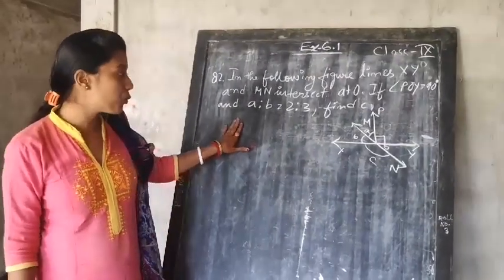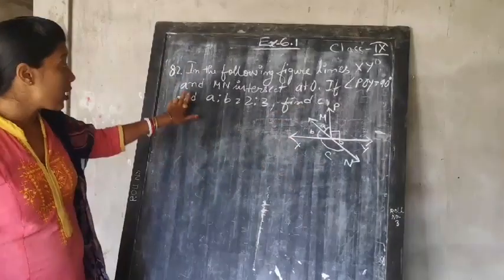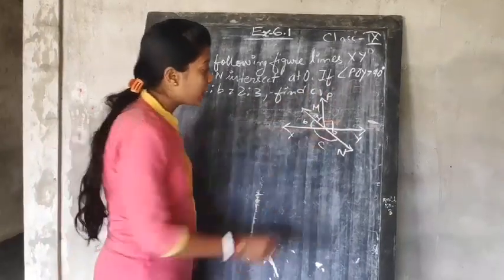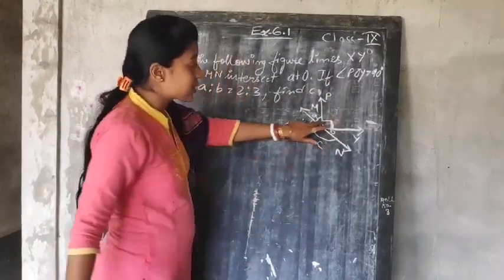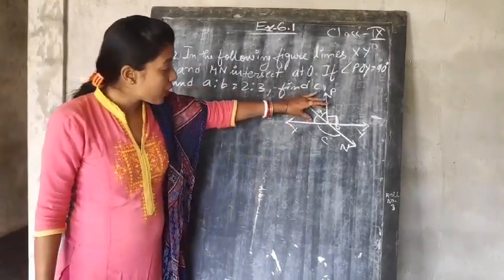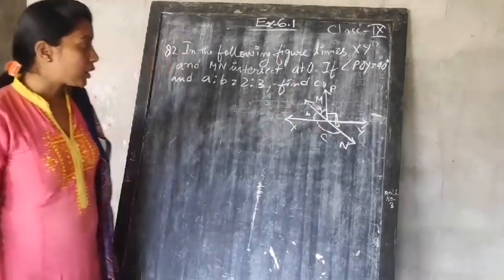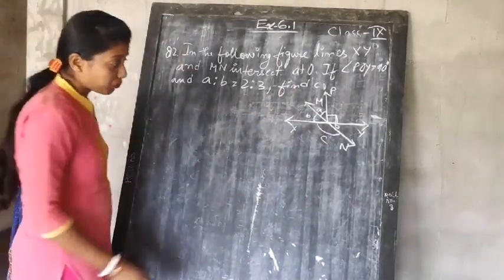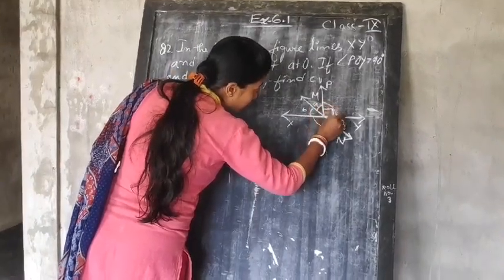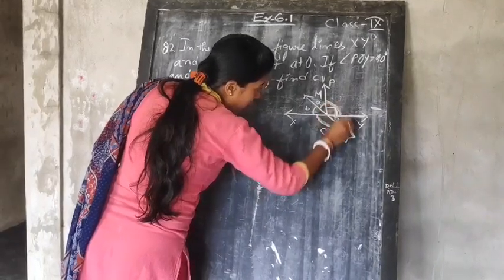Now question number 2. In the following figure, lines XY and MN are intersecting at O. Angle POY is given as 90 degrees, and the ratio of a to b is given as 2 to 3. You are to find c. How will you find it? If we find this one, then we can write that these two are vertically opposite angles.